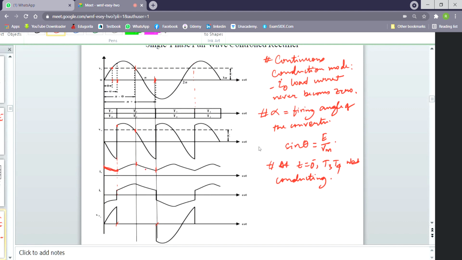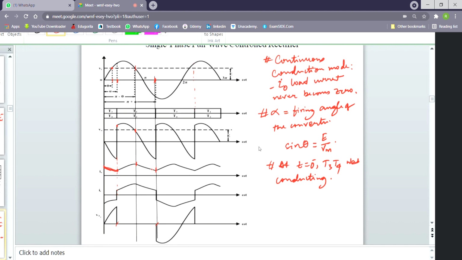The answer is no. The I0 should not be remaining 0. If I0 remains greater than 0 till T3 and T4 is again fired at omega t equal to pi plus alpha, then we can say that continuous conduction mode will be possible.